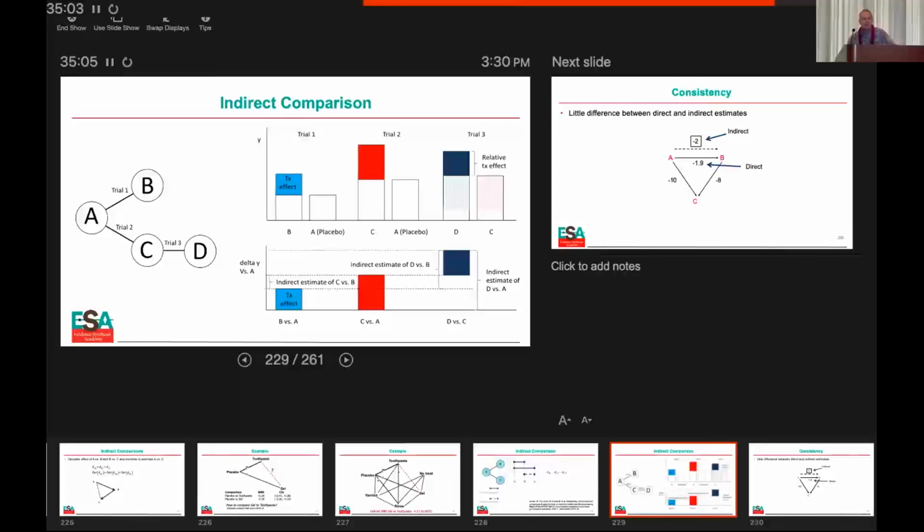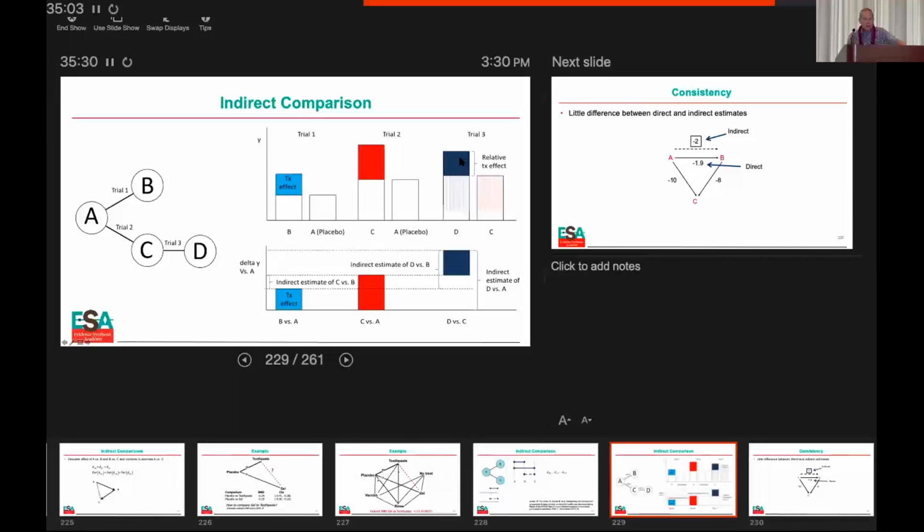Okay, here's another example. We have a network here where we have treatment A and treatment B compared in trial 1, treatment A and treatment C compared in trial 2, and treatment C and treatment D compared in trial 3. So the blue area here indicates the treatment effect in trial 1. The red area is the treatment effect in trial 2. And the blue area here is the treatment effect in trial 3.